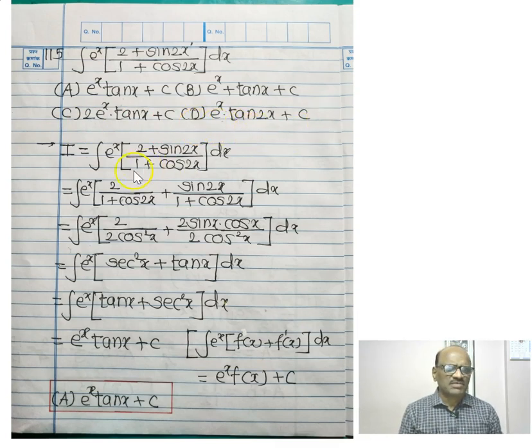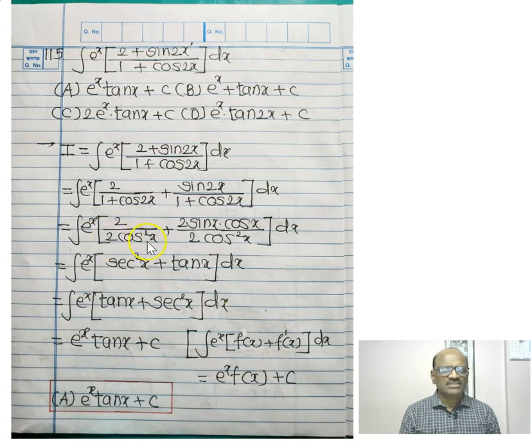Now see this. I is equal to the integral of e raised to x in bracket 2 plus sine of 2x upon 1 plus cos of 2x, into dx. Now split this up: e raised to x in bracket, 2 upon 1 plus cos of 2x plus sine of 2x upon 1 plus cos of 2x. Now very simple, what is the formula? 1 plus cos a is equal to 2 cos square a upon 2. So what is the angle here? That is 2x, and 2x upon 2 becomes the angle x.